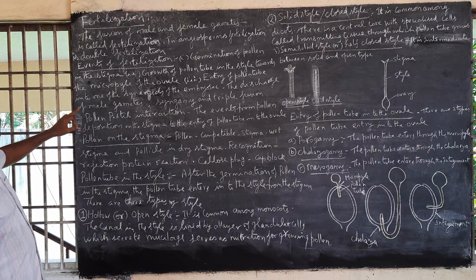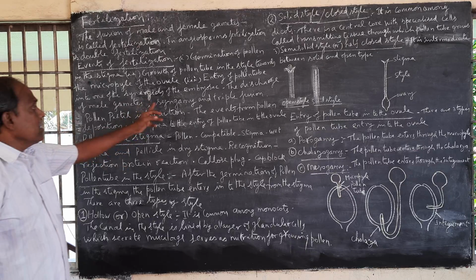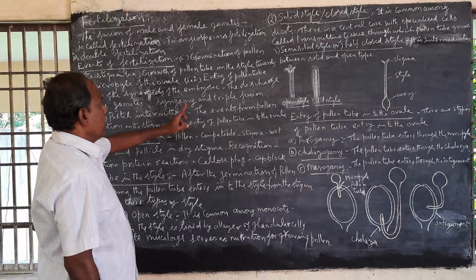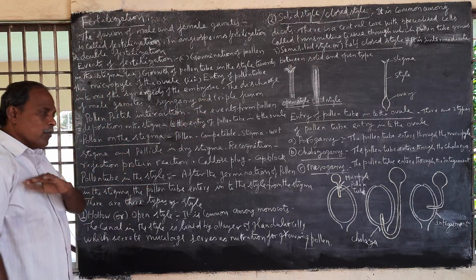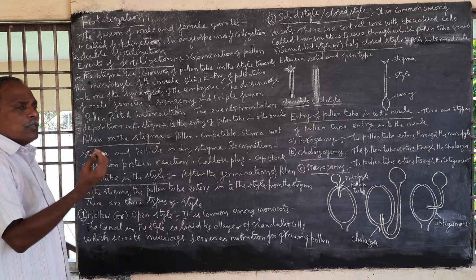The discharge of male gametes, then syngamy, fusion of male and female nuclei, and the triple fusion, that we will see in double fertilization. Then pollen-pistil interaction. So what happens here?